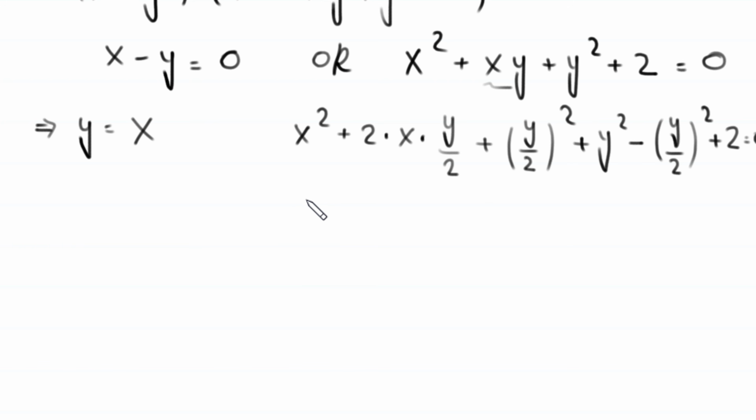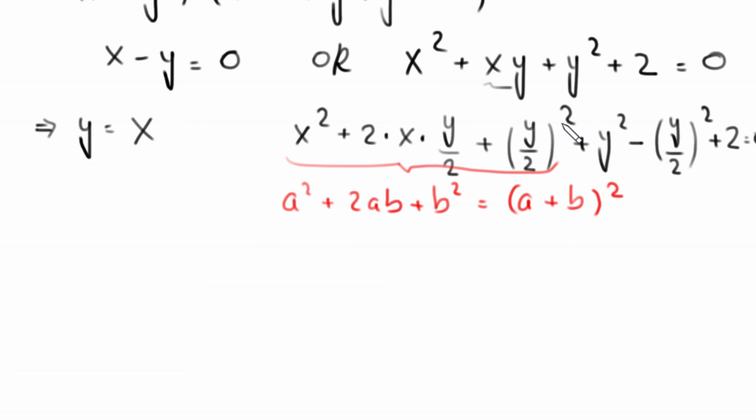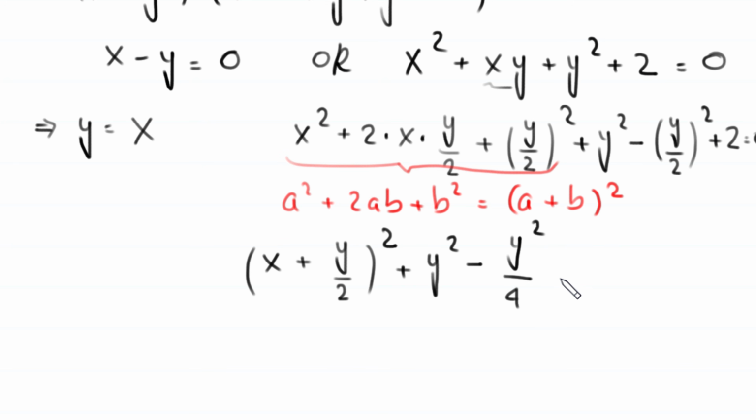Now by using this algebraic identity, a squared plus 2ab plus b squared equal to a plus b whole squared, this x squared plus 2 times x times y over 2 plus y over 2 squared will become x plus y over 2 whole squared, plus this y squared minus y over 2 squared will become y squared over 4, plus 2 equal to 0.